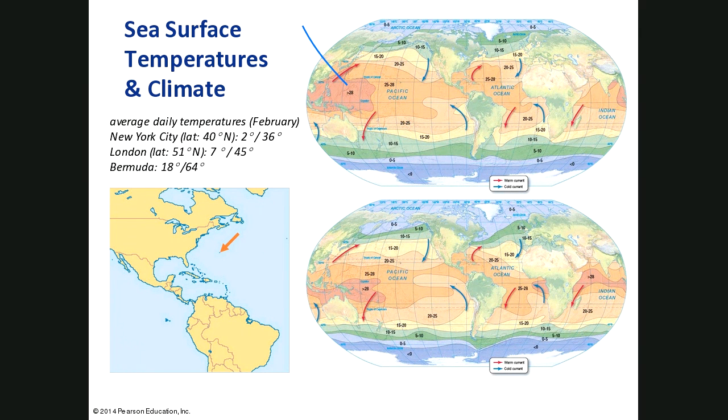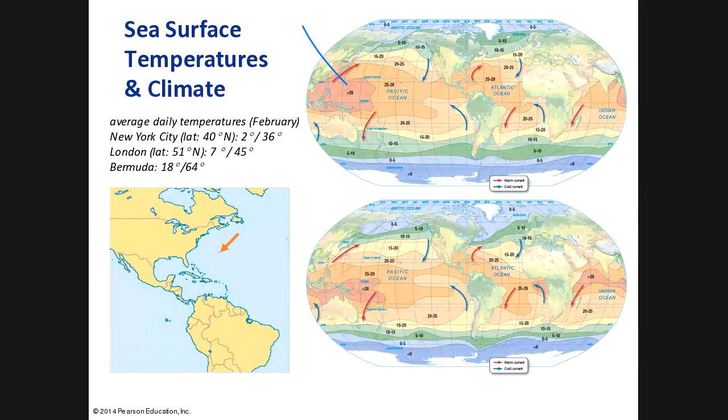So what kind of effect does this have? Well, for example, if you take a look at New York City, latitude 40 degrees north, right? The average daily temperature in New York City in February is, the low is 2 degrees and the high is 36. That's got to be in Fahrenheit. I'm pretty sure I did that, because there's no way New York ever gets 36 degrees Celsius, which is about 97 in February, right? So this is going to be in Fahrenheit. So lows in New York City, 2 degrees, 36 degrees in February.